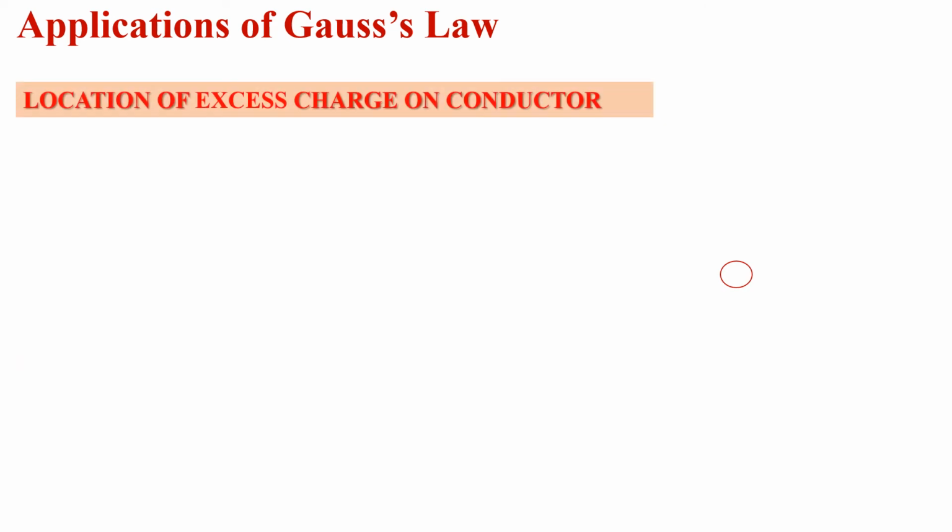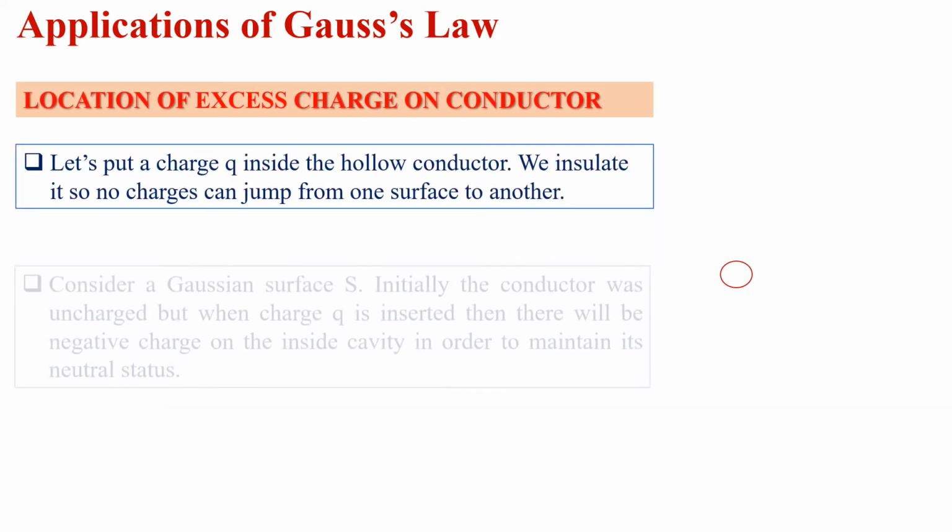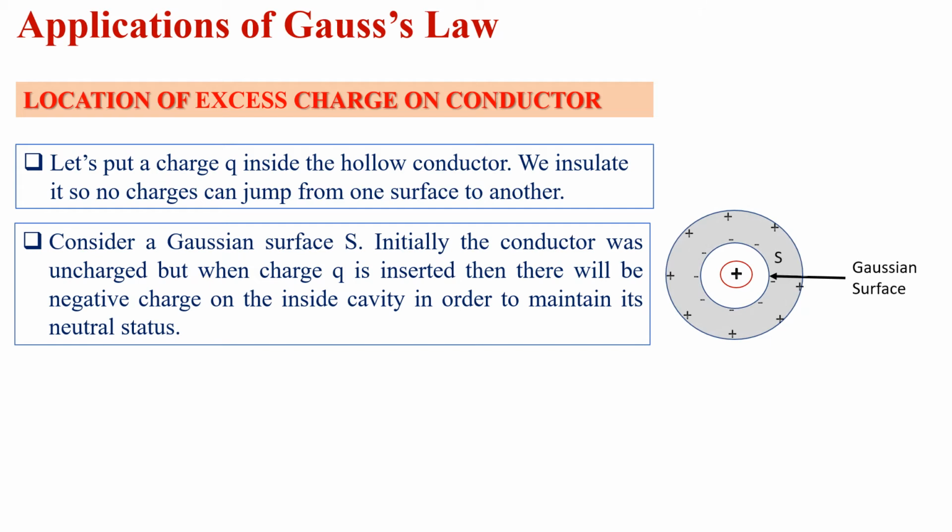Location of excess charge on conductor, third case. In this case, we have taken a hollow conductor, but a charge Q is placed inside this hollow conductor. Let's put a charge Q inside the hollow conductor. We insulate it so no charges can jump from one surface to another. Because this positive charge is insulated, charges cannot transfer from one surface to another. Consider a Gaussian surface S.